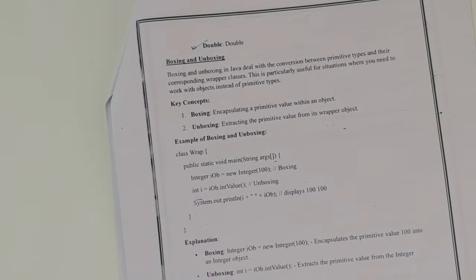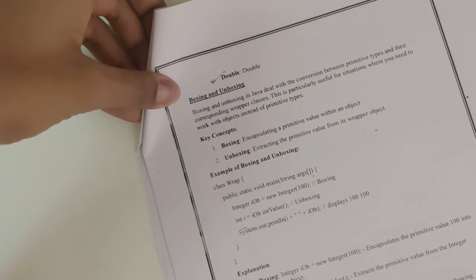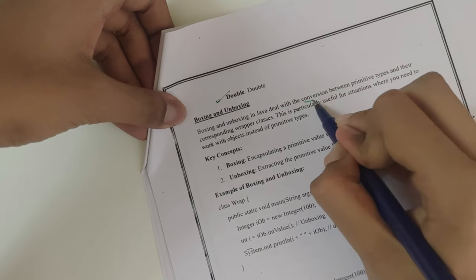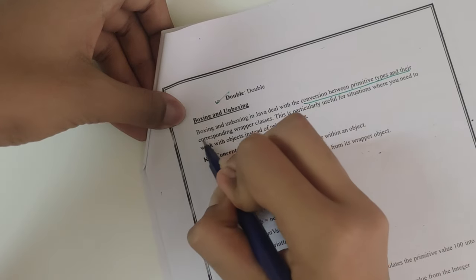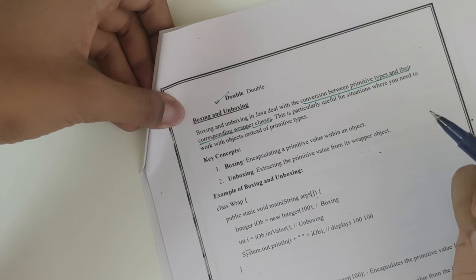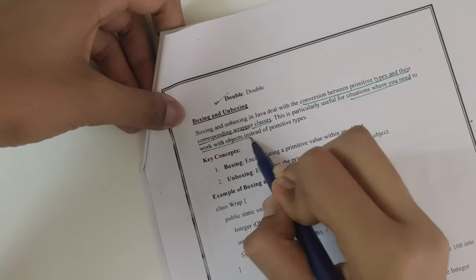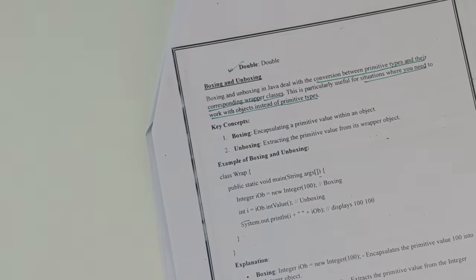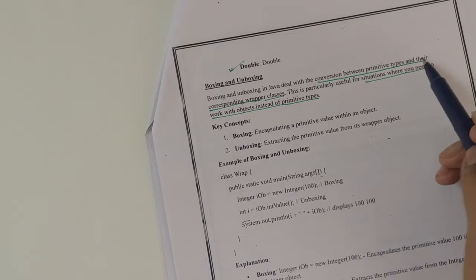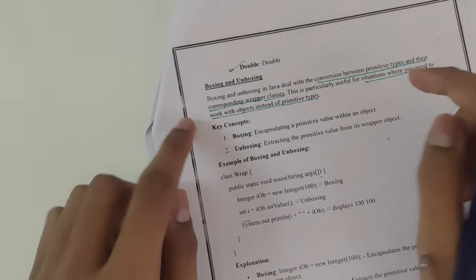Next, we have something known as boxing and unboxing. Boxing and unboxing mainly deals with the conversion between the primitive types and their corresponding wrapper classes. This is particularly useful for situations where you need to work with objects instead of primitive types. So boxing and unboxing are used only when you want to work with objects but not with the primitive types, and also it helps in the conversion between primitive type and their corresponding wrapper class.